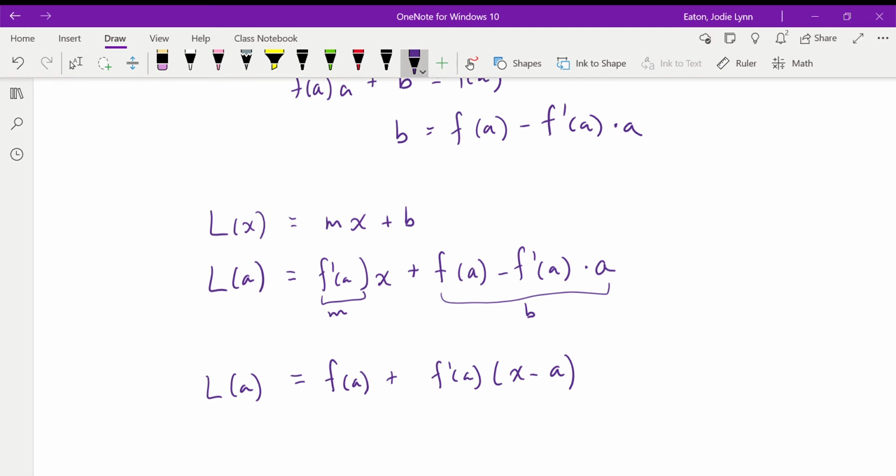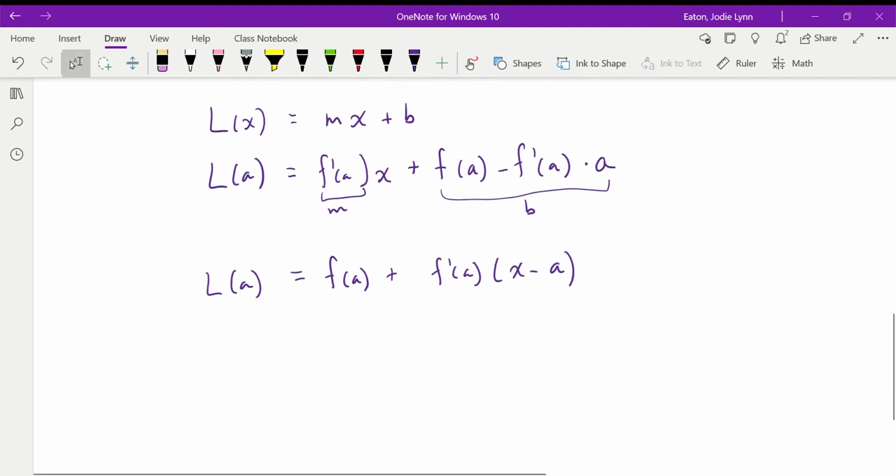So that is lovely because the tangent line approximation is the one we're looking for. Same slope, same point. And it's nice to be able to find it directly.